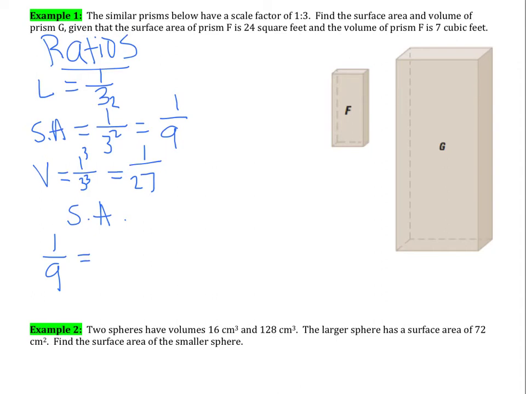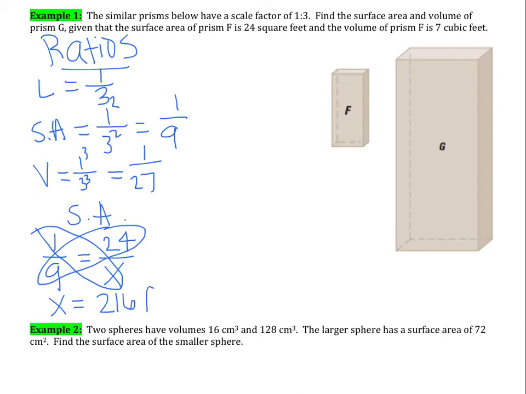So the surface area of F, they tell me, is 24 square feet, and I am looking for the surface area of G. I'm going to call that X. We know to solve proportions, we have to cross multiply. So if we cross multiply here, we get X equals, let's see, we plug that into our calculator and you get 216 feet squared. Make sure it's squared because it is surface area.